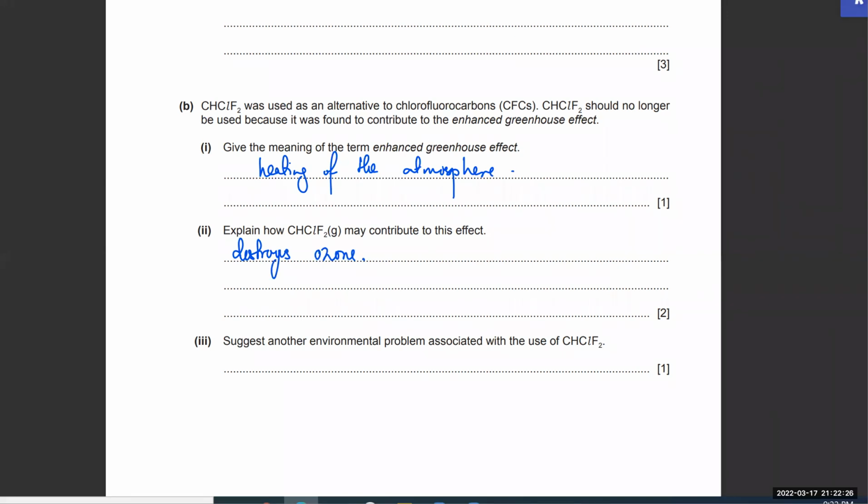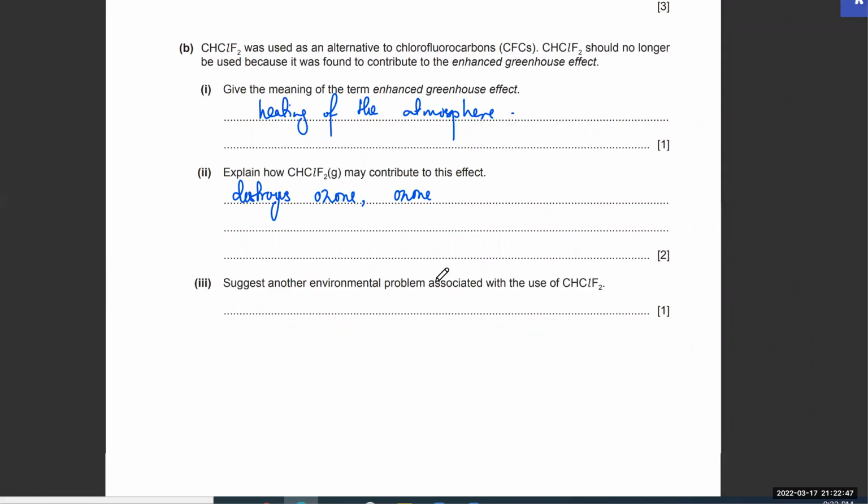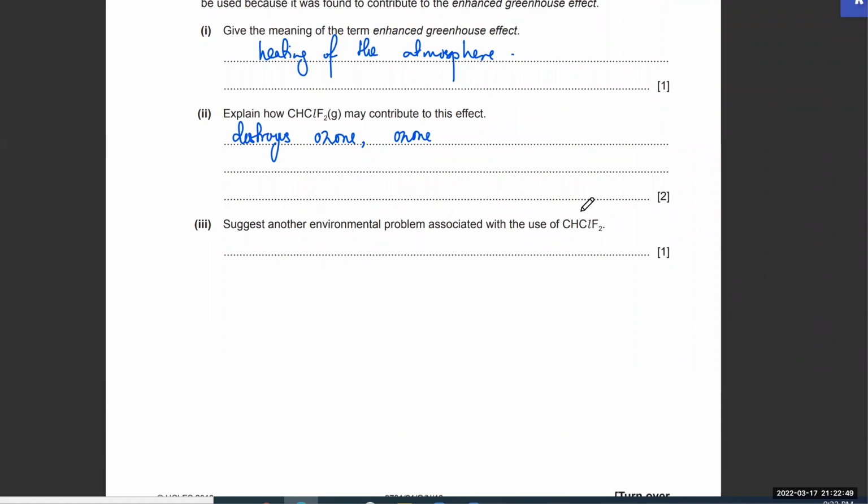And the reflective cover, okay? Ozone helps reflect. So ozone in the upper atmosphere helps to reflect the powerful harmful UV rays. Suggest one other environmental problem associated with the use of CHClF2.